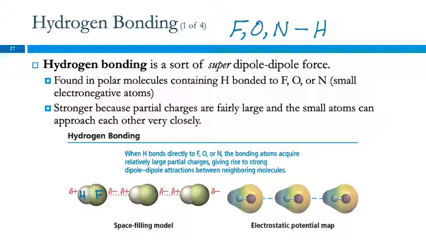Do you remember the movie E.T.? What did E.T. want to do? Phone home, right? Phone home. You like that? I was pretty proud of that one. Fluorine, oxygen, or nitrogen bonded to hydrogen. If you see that in a molecule, you're going to have hydrogen bonding. Okay?